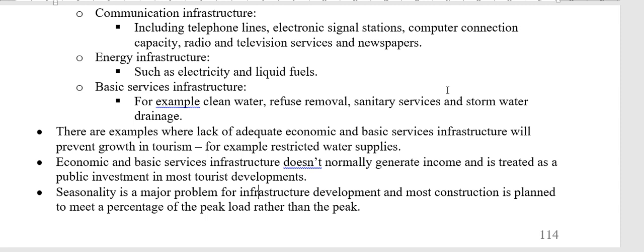Refuse removal. They don't want to live in their own garbage. Refuse needs to be removed. They want to create garbage and not even know that it's there. Sanitary services. Flushing the toilet and it goes away, right? Basic services they take for granted. They have it in their country. They want to have it when they come here.